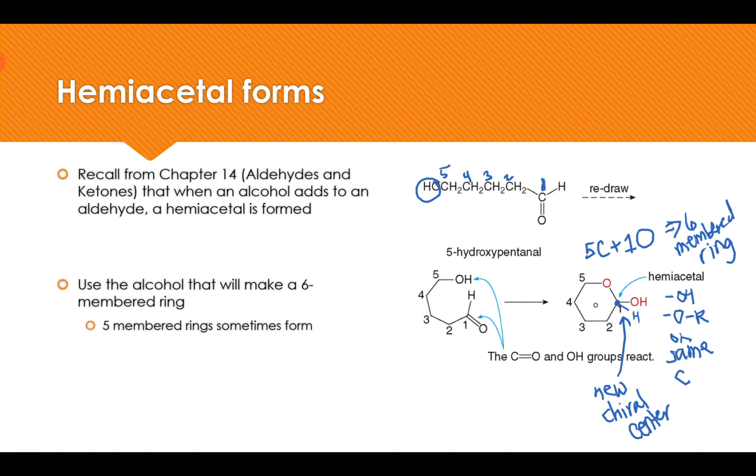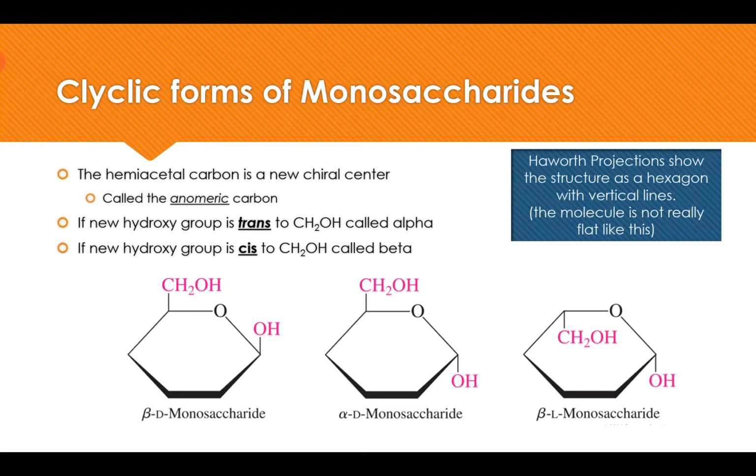Every time we make a ring with our sugars, we will either be making 6-membered rings or 5-membered rings. We will never be making 7-membered rings, and we will never be making 4-membered rings. It's always going to be either 6 members or 5 members in our ring. Since we do form a new chiral center in our molecule, this is known as the anomeric carbon.